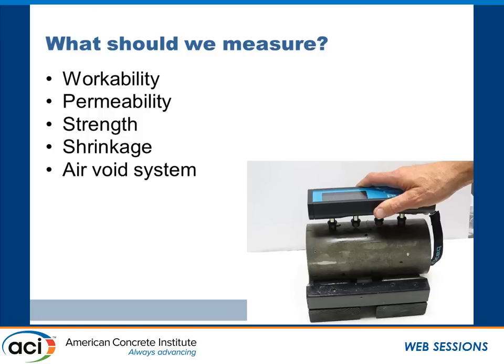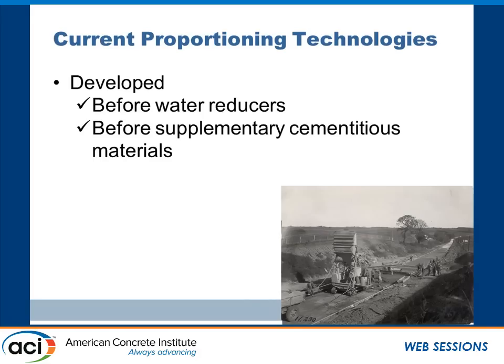Shrinkage. How do we measure that? Every specification I read has got a slightly different version of it. We should be measuring it. It controls cracking. That's critical for pavements. What about the air void system? How do we measure that? Okay, so there's challenges out there. We can do a whole lot better than we've got right at the moment.